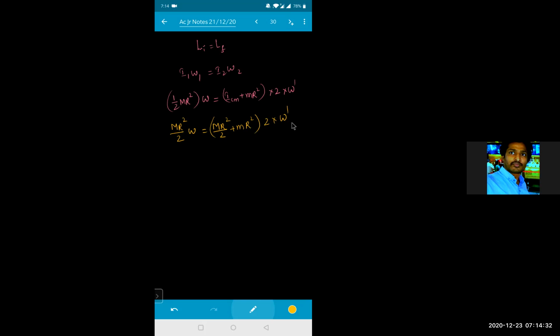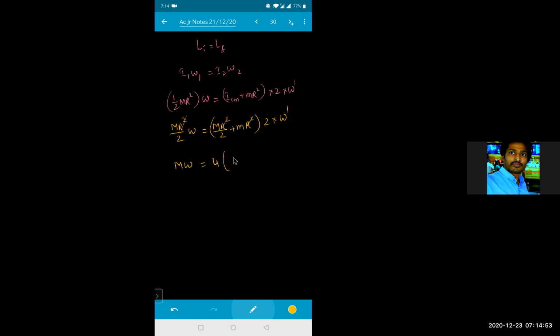So if I simplify the value of omega dash, see how much I'm getting. Is anything getting cancelled, beta? This R square will get cancelled. Okay, so M into omega will be equal to, and this 2 will also go here, so this is 2 into 2, which becomes 4.